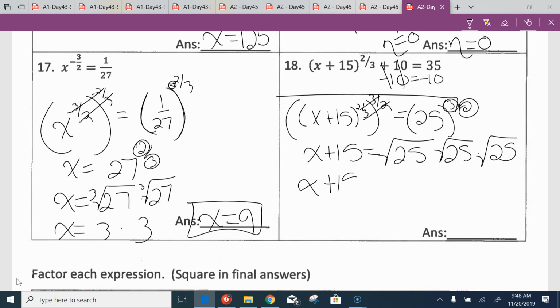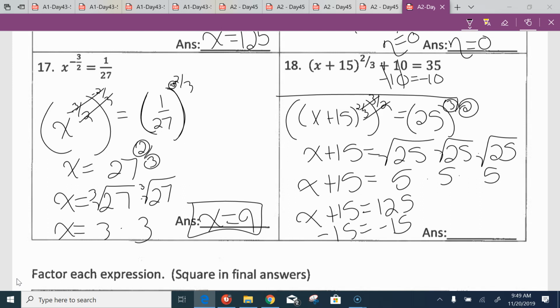So what I end up with is x plus 15 on the left. Square root of 25 is 5 times 5 times 5. So I get x plus 15 equals 125. Subtract the 15 to get x by itself on both sides. I get x equals 110. There it is right there.